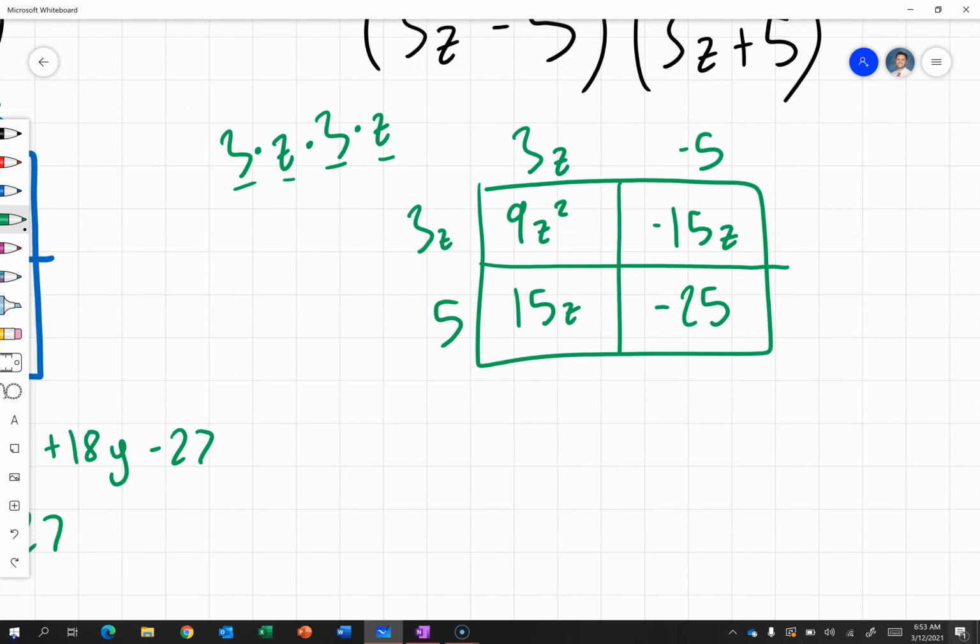So now we have 9z squared minus 15z plus 15z, which we know cancels out, minus 25.